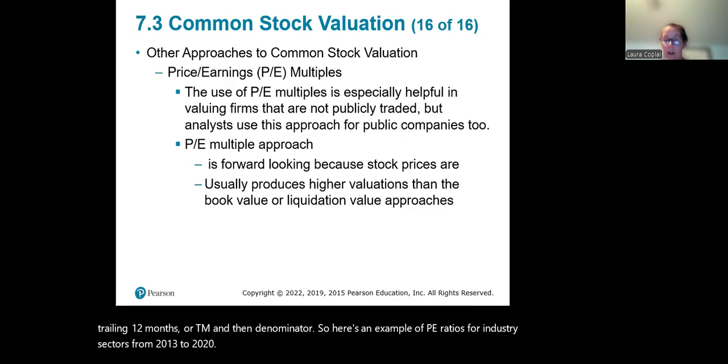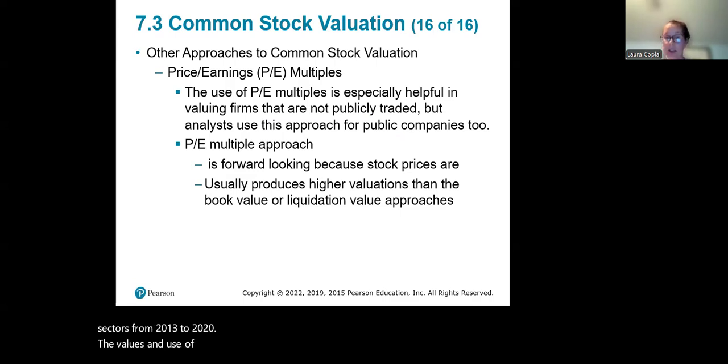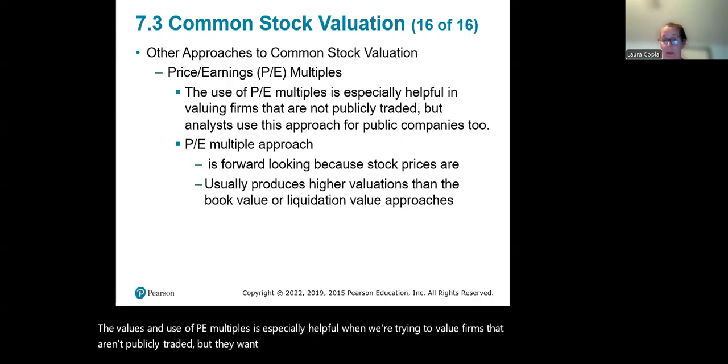The value and use of PE multiples is especially helpful when we're trying to value firms that aren't publicly traded, but we want to use this approach for public companies too. It's forward-looking because stock prices are, and they usually produce higher valuations than the book value or liquidation value.